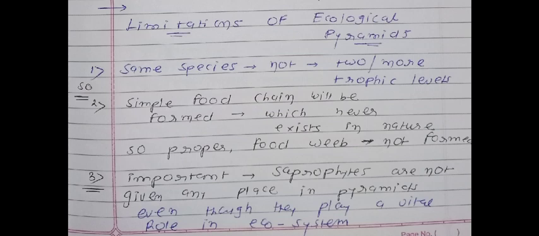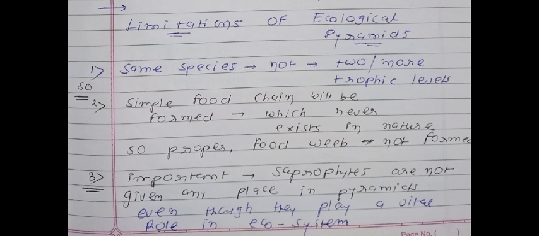So what will be the problem? A simple food chain will be formed which never exists in nature, because we don't know what the sparrow is eating. The sparrow may be eating a different type of sparrow. It means the sparrow will be included into primary consumer or secondary consumer. So a simple food chain will be formed which never exists in nature. So a proper food web will not be formed.